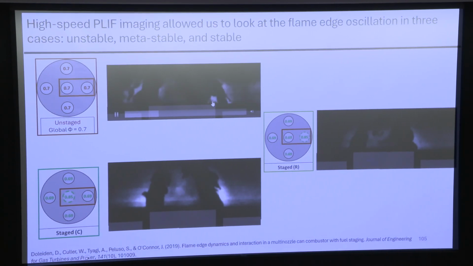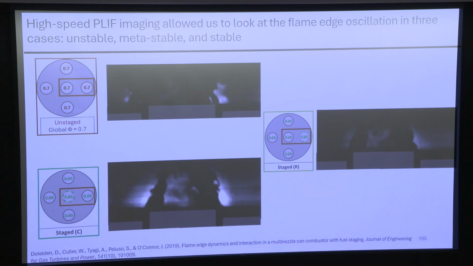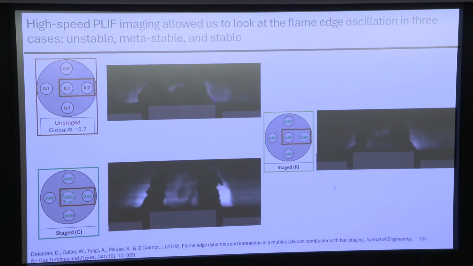This is completely unstable. You can see the flame edge here and the flame edge here really going together with pretty large flame wrinkling, and they're oscillating coherently. Down here, this is stage stable. It's turbulent, but it's not chugging. And because of a defect in the manufacturing, we could actually get a case where it was kind of stable, but kind of not.